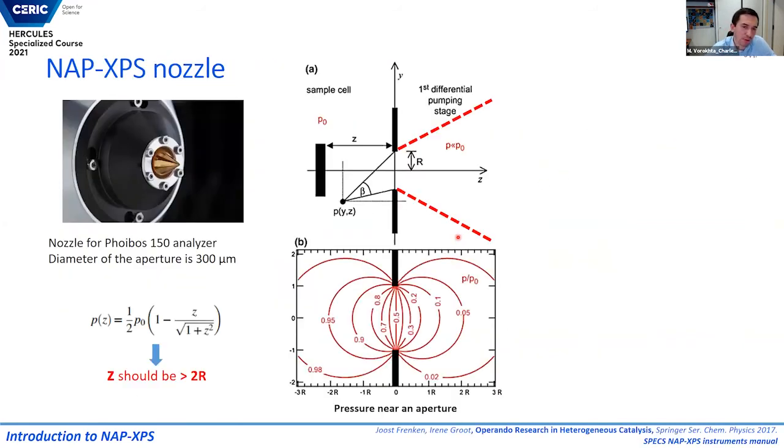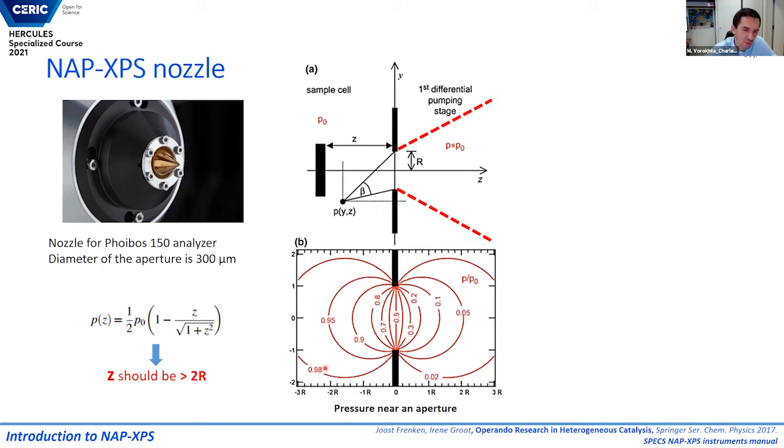However, another thing is that when you approach the sample with the nozzle too closely, you create a kind of low pressure above the sample, because there is a pump which decreases the pressure to much lower than the pressure inside the cell. So here are some calculations which show what the pressure would be at different distances from the nozzle.